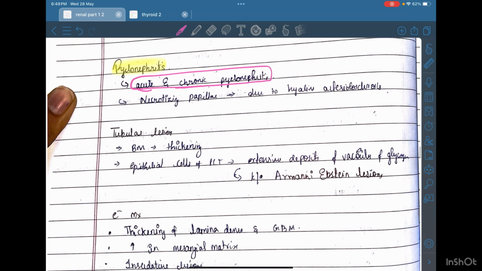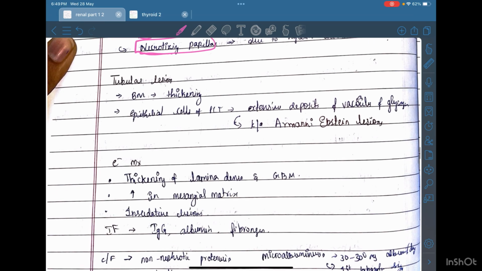And there will be necrotizing papillitis. Why is there necrotizing papillitis? Due to the hyaline arteriosclerosis and atherosclerosis, there is decreased blood flow to the papillae, so it causes necrosis.